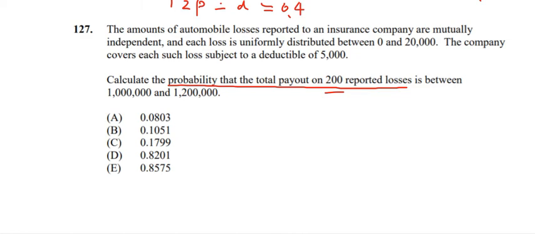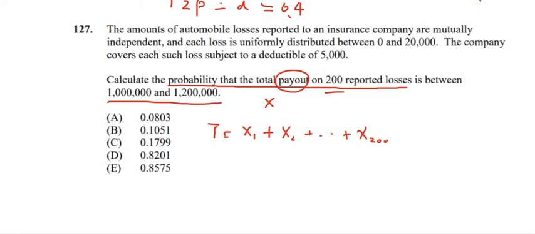So what we need is to say we pay out P1, so we just pay as X. Okay, X. So X1 plus X2 plus up to X200, this is the total. So we want to find the probability that T is between these two numbers. So this T follows normal, right? We use the formula, this T follows this normal.